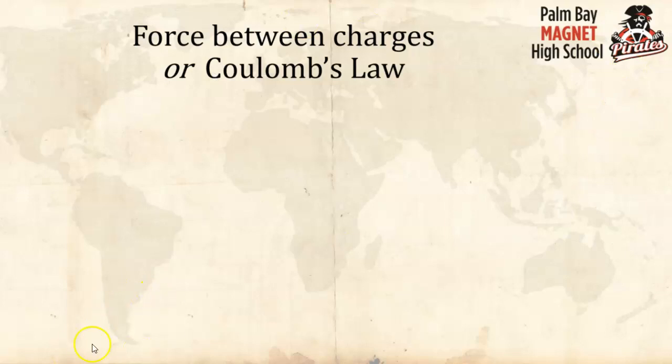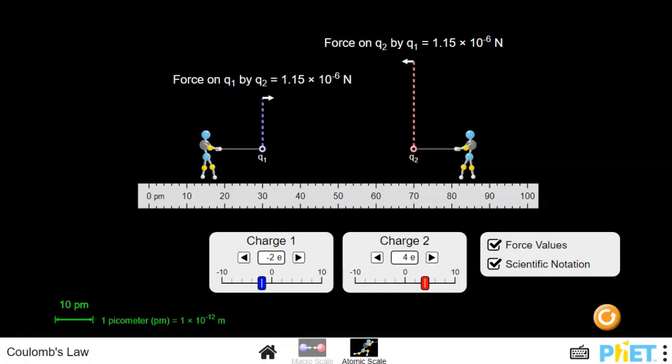And I can actually demonstrate that in a little simulation. This is a PhET simulation, where you can see 2 charges. Charge 1 here is negative 2e, so basically we have 2 more electrons than protons. This one is a charge of 4e, so we have 4 more protons than electrons. And it shows you the force between them.